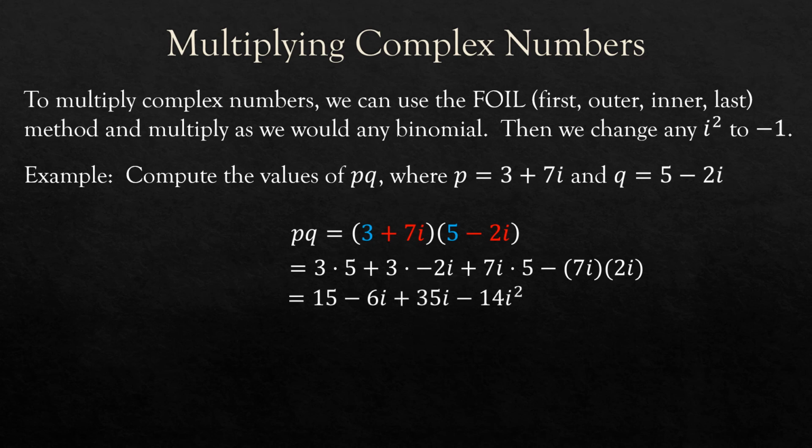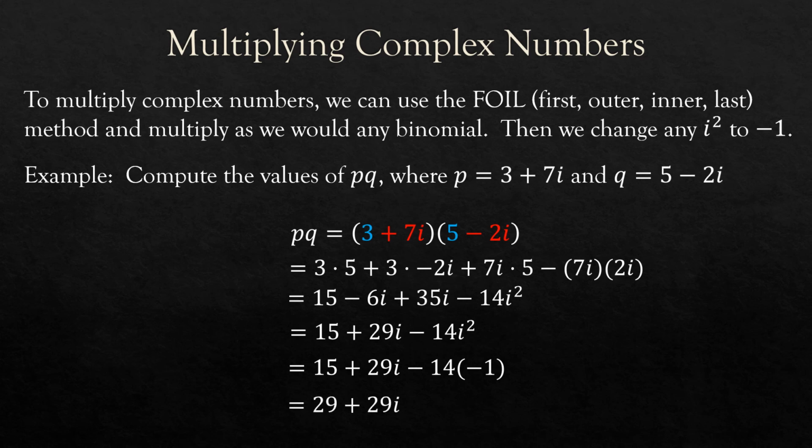So simplifying this, 3 times 5 is 15. 3 times negative 2i is negative 6i. 7i times 5 is 35i. And 7i times negative 2i is negative 14i squared. Now we're going to add like terms, and we will also convert the i squared into a negative 1. So this gives us 15 plus 29i minus 14 times negative 1, or 29 plus 29i.